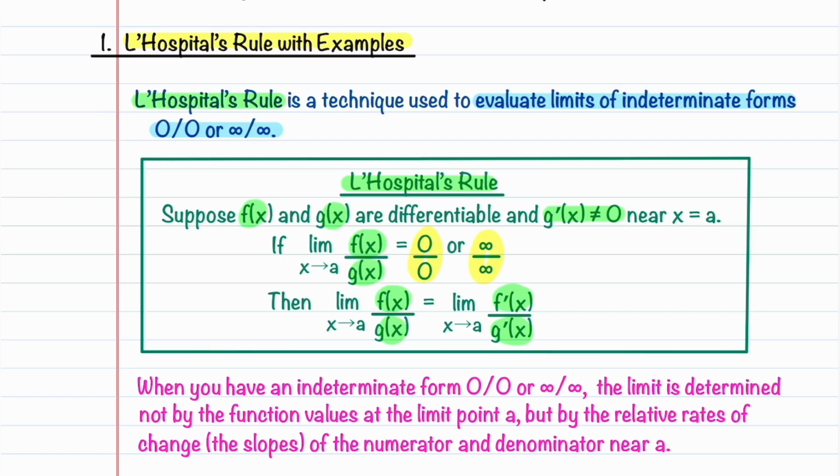When you have an indeterminate form 0 over 0 or infinity divided by infinity, the limit is determined not by the function values at the limit point, but by the relative rates of change, that just means the slope or the derivatives of the numerator and denominator near a. One thing important to note is you are taking the derivative of the top function and the derivative of the bottom function, but not using the quotient rule.